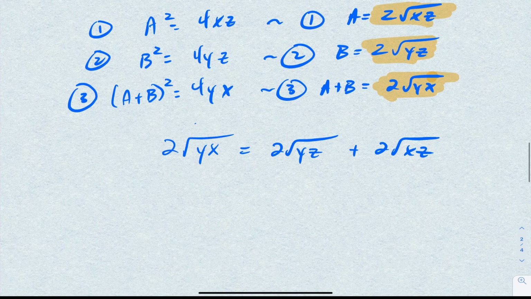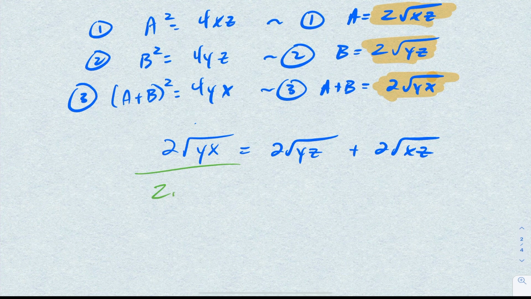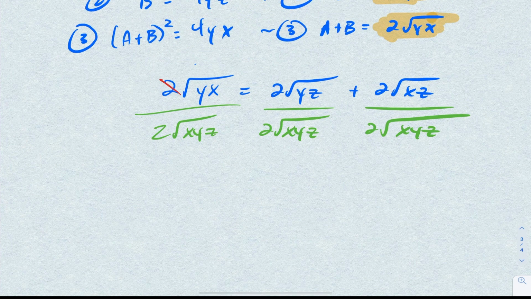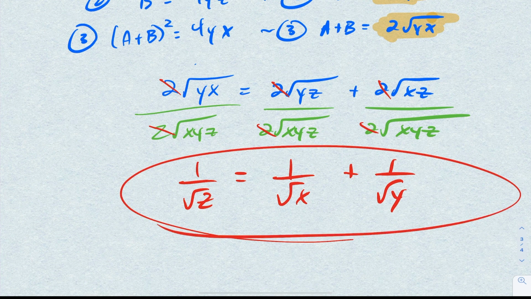This is not how it's typically written, and we can clean it up a little bit and make it look a lot nicer. So we're going to divide across by 2 times the root of xyz, 2 times the root of xyz, and 2 times the root of xyz. When we do this, you'll see you get cancellation. Obviously, the 2's all cancel. The only thing I'm left with is 1 over the root of z equals 1 over the root of x plus 1 over the root of y. So now we have a direct relationship between the radii of those three circles: 1 over the root of z is equal to 1 over the root of x plus 1 over the root of y.